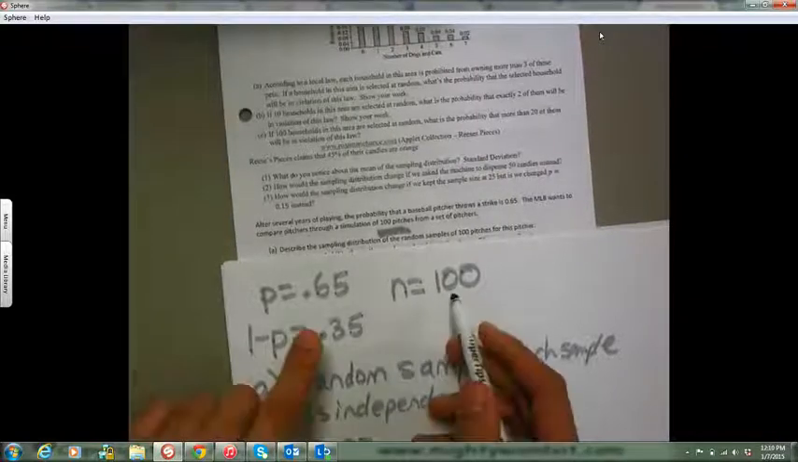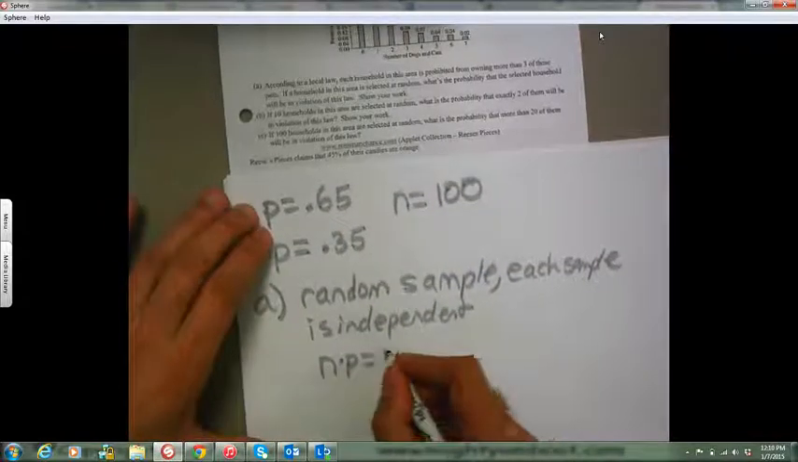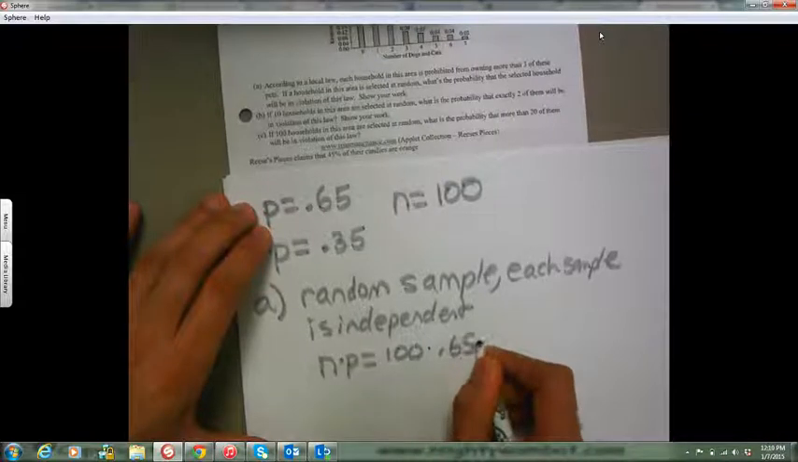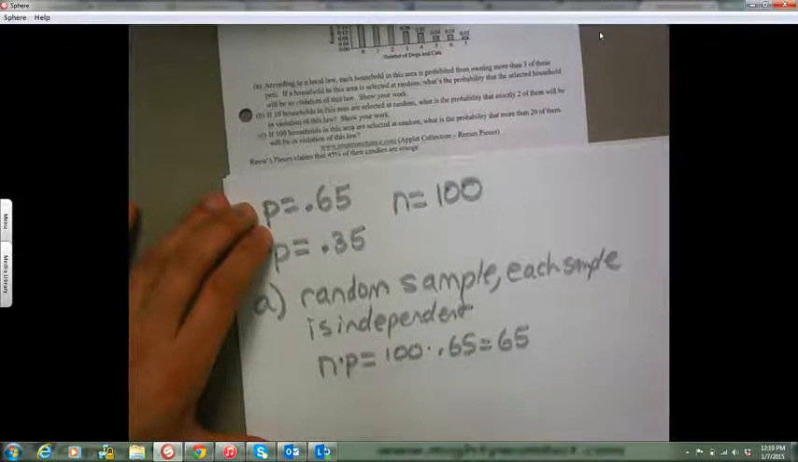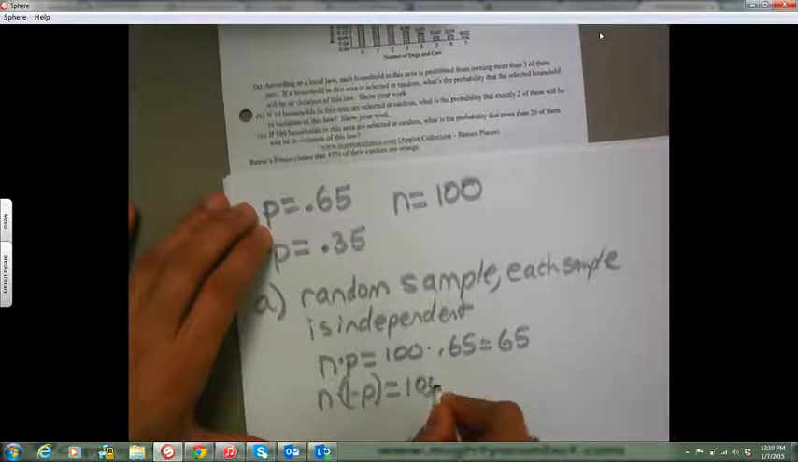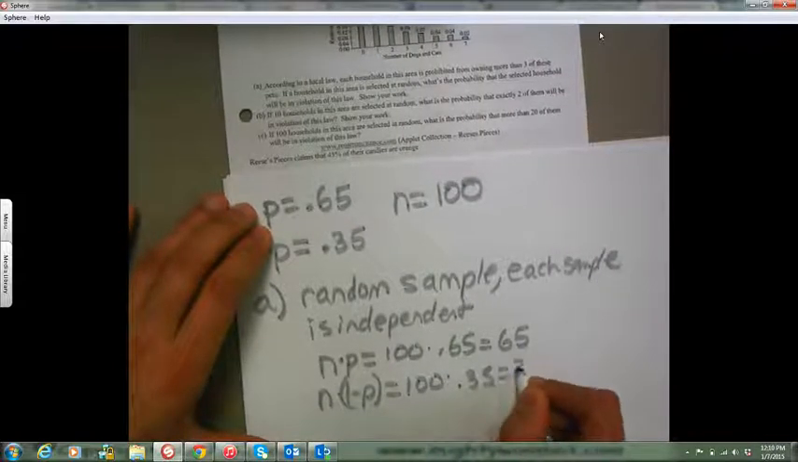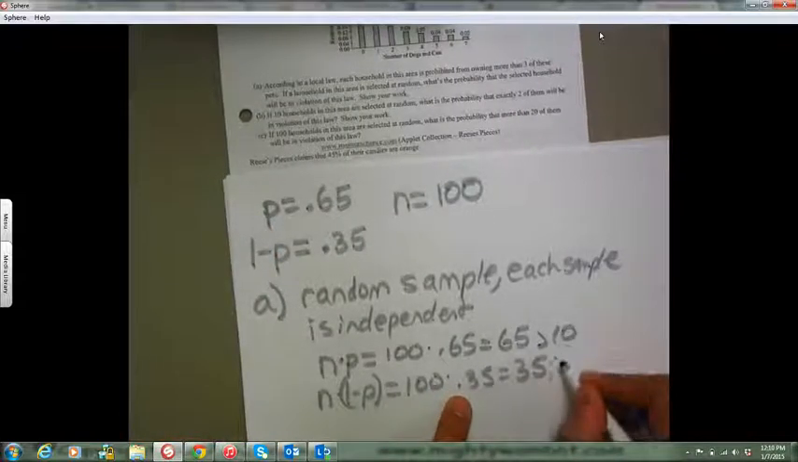So let's describe the sampling distribution. Well, N times P, 100 times 0.65, equals 65. And N times 1 minus P equals 100 times 0.35 equals 35. So since this is bigger than 10, and this is bigger than 10, therefore, since the conditions are met, this is approximately normal.